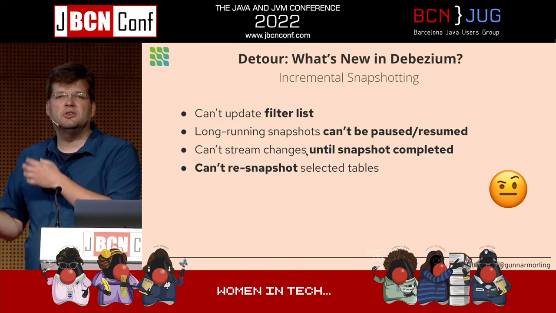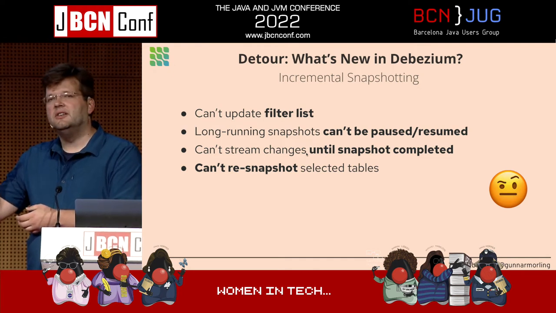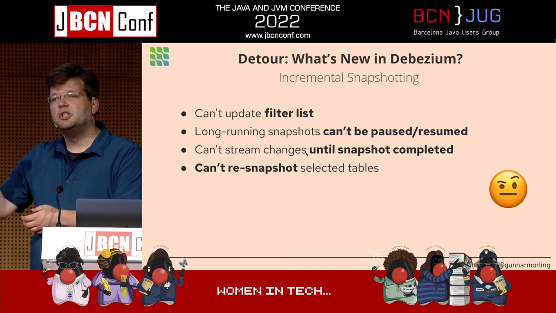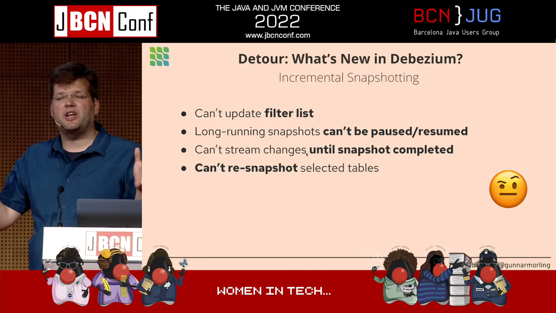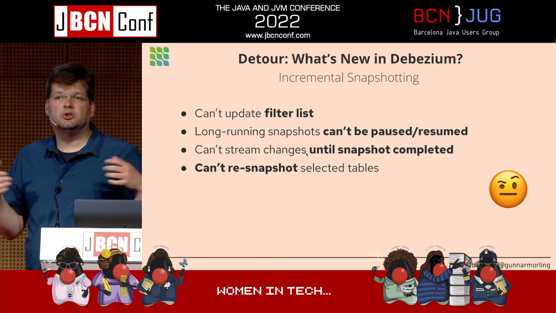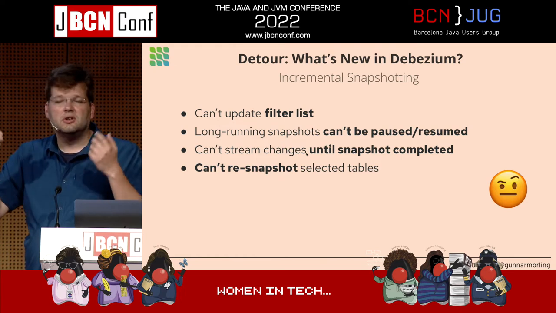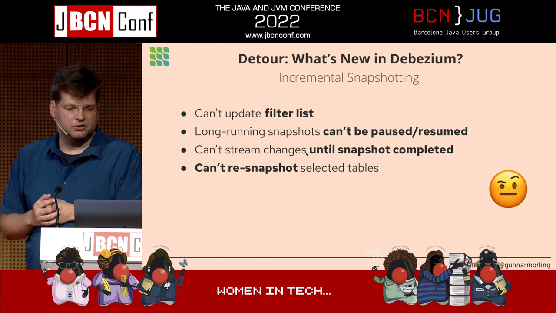For instance, you couldn't easily change what we call the filter configuration. So you can tell Debezium which of my tables should actually be captured. So let's say you have 100 tables in your database, maybe you only want to capture 20 out of those 100. Now, until recently, what you couldn't do is change the filter to also capture a 21st or 10 more tables. This was just not really doable.